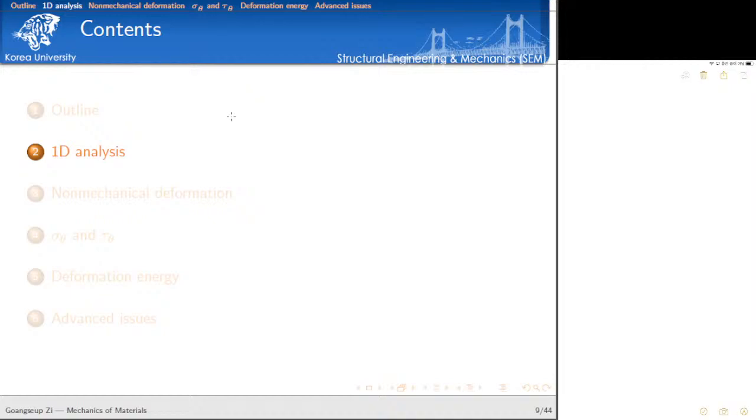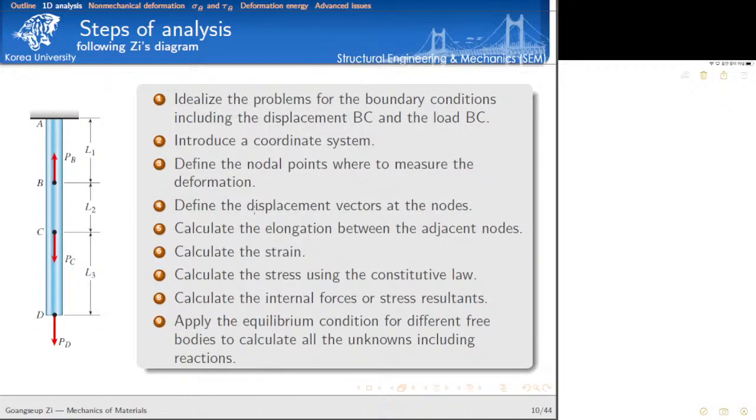So now here, let's talk about the general one-dimensional analysis. Okay, here are the steps of analysis.